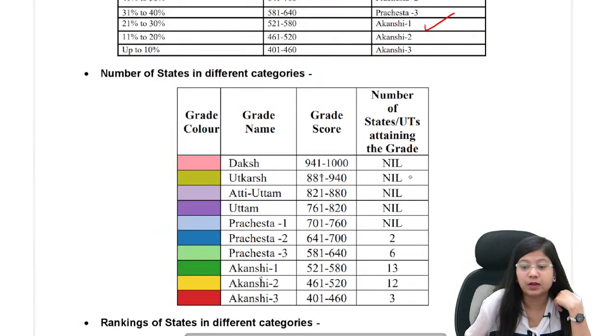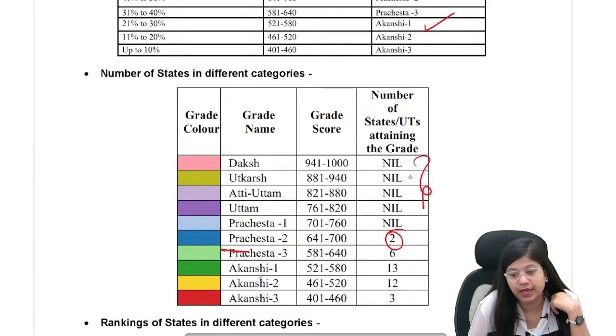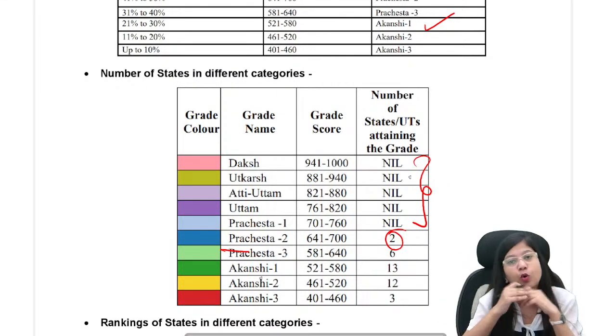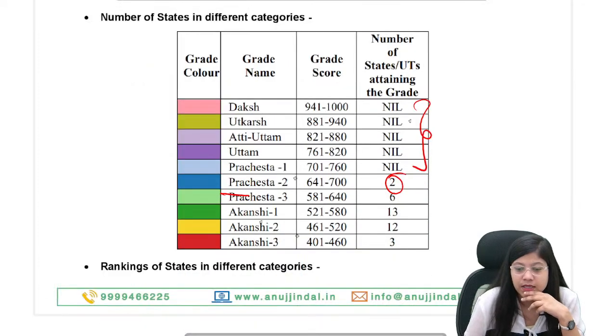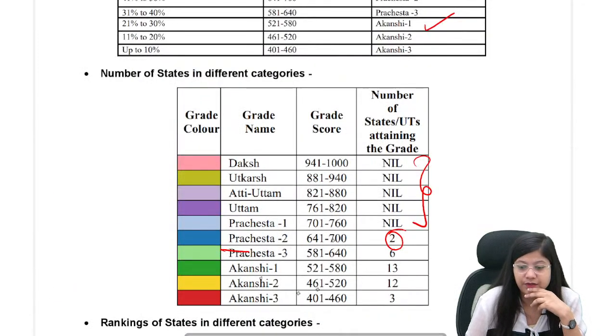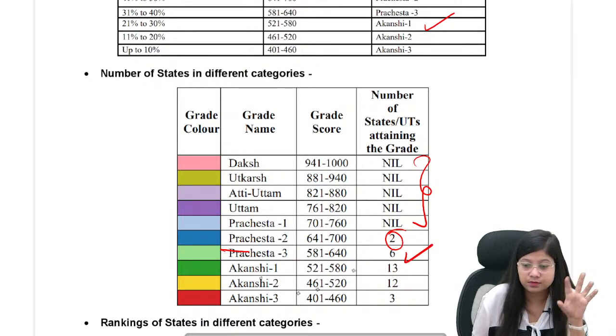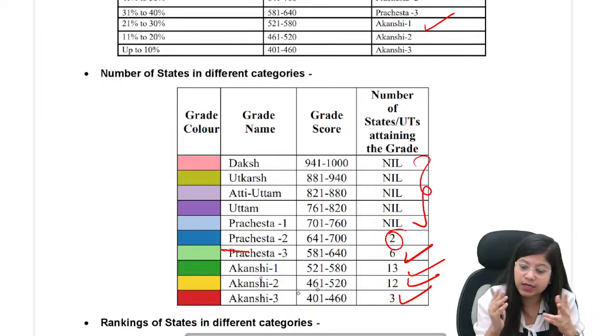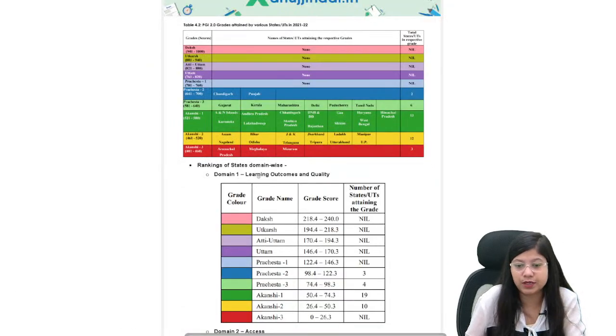Now here we have the number of states in these particular categories. In Pracheshta 2 we have 2 states, and no state is performing in the top categories: Daksh, Utkarsh, Ati Uttam, Uttam, Pracheshta 1. There is no state there. Then in Pracheshta 3 we have 6 states and UTs, in Akanshi 1 we have 13 states and UTs, 12 in Akanshi 2 and 3 in Akanshi 3. This data is also important. Again, details are important and can be asked.